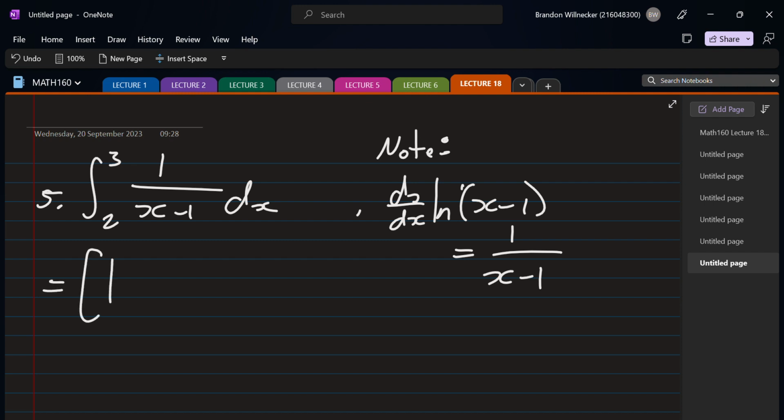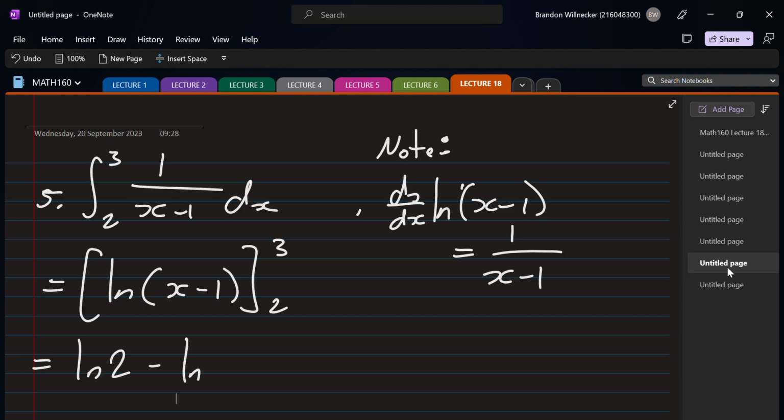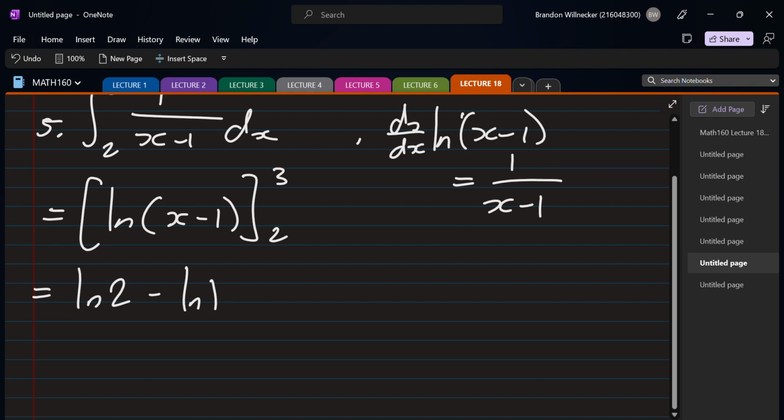So here will be the natural log of x minus 1, from 2 to 3. So here we get the natural log of 3 minus 1, so that's 2, minus the natural log of 2 minus 1. The natural log of 2 minus 1, that's 1, but the natural log of 1 is 0, so we just have the natural log of 2. So please include that in that table. It's a little extra bit that you can use.